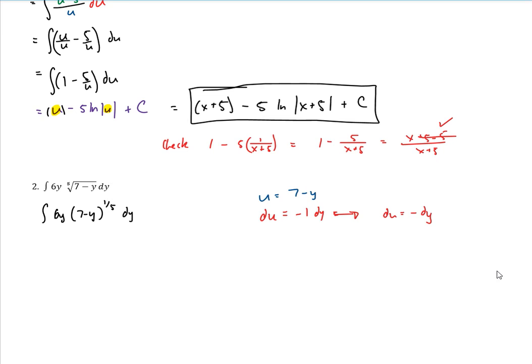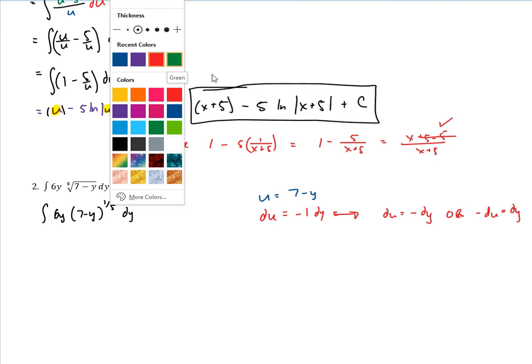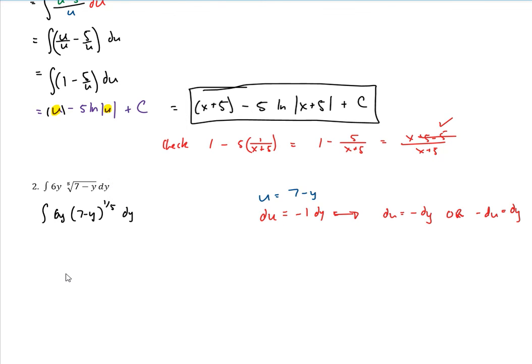Okay, so I have du is negative dy, or the negative I can move to the other side. Negative du is dy. Okay, so I could use either one of these. So this is useful for us in either case. All right, and then what I can do is continue looking at my integral.